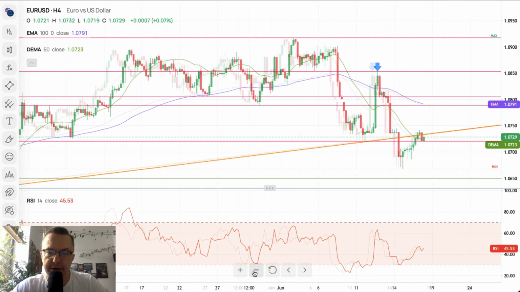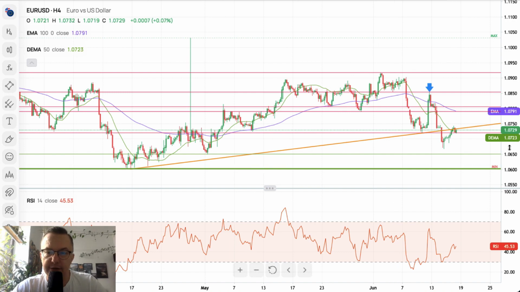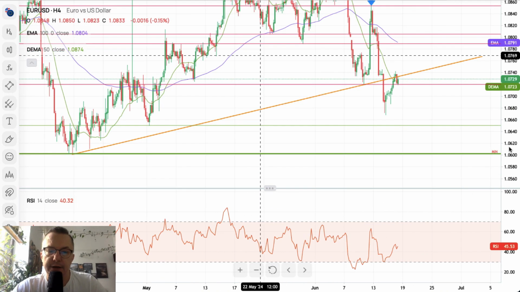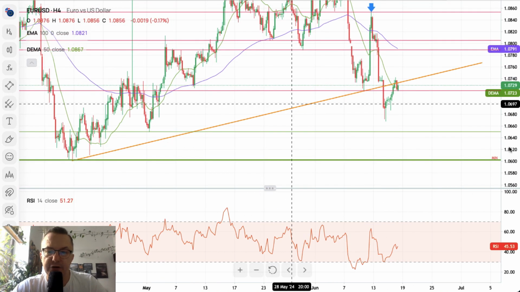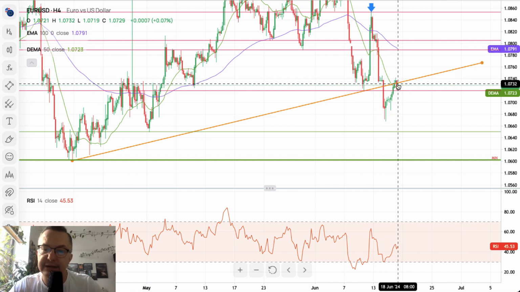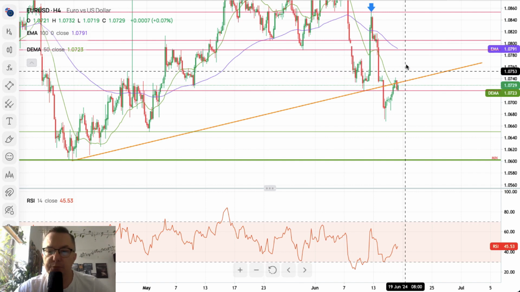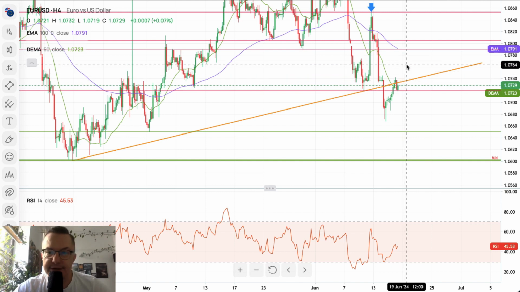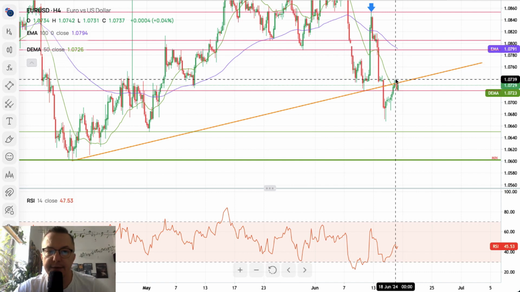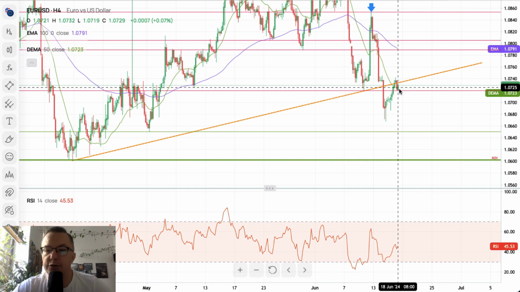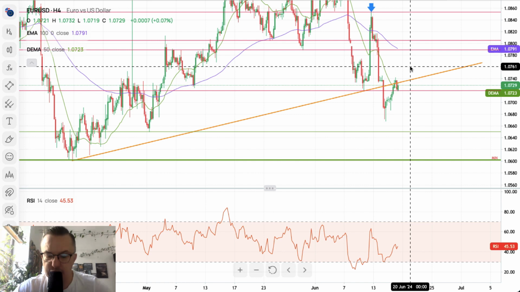If you don't know what kind of trend line we are talking about, just take a look at this chart and you will see here the very nice trend line that was violated. Now it's being tested, and if the data will support the euro, the market should break above this level here and make a new high above 1.0742, and the price should be back above the trend line.